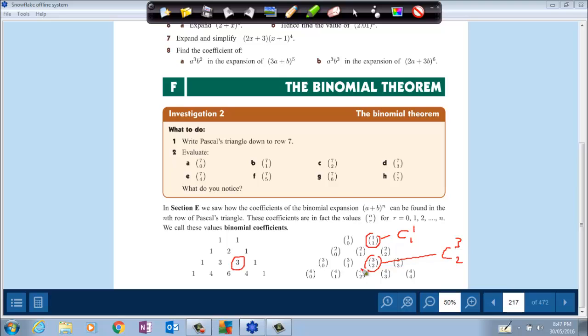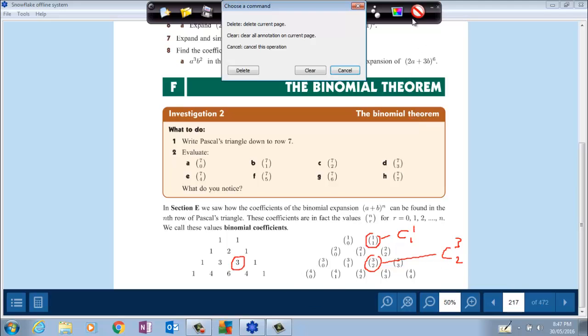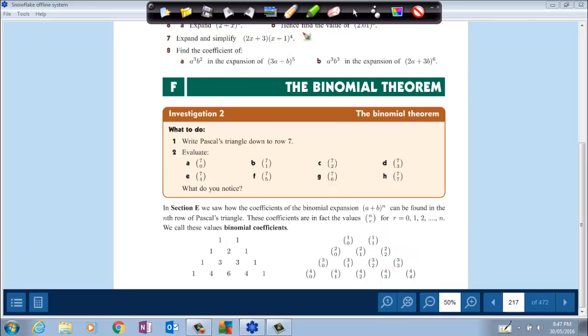If you do that on the calculator, you get the number 3. And you can see the combinations. You can see that for the first row, you have 1 up the top. Second row, you have 2 up the top. Third row, 3 up the top. And you just ascend from the left to the right.